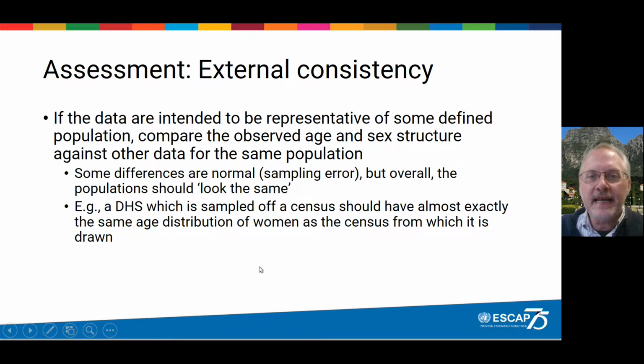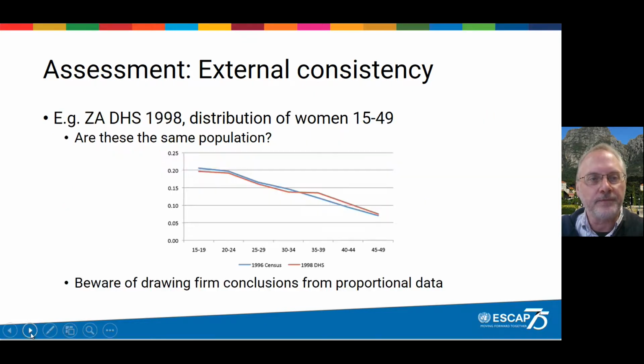Furthermore, if the data are intended to be representative of some defined population, either nationally or provincially or sub-provincially, you'd want to compare the observed age and sex structure against other data for that same population. While one does those comparisons, some differences are almost inevitable as a result of sampling error, but overall, the populations should look fundamentally the same. For example, a demographic and health survey, which is sampled off a census, should have almost exactly the same age distribution of women as the census from which it is originally drawn.